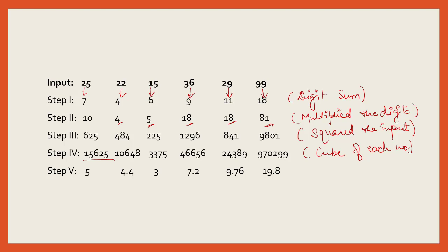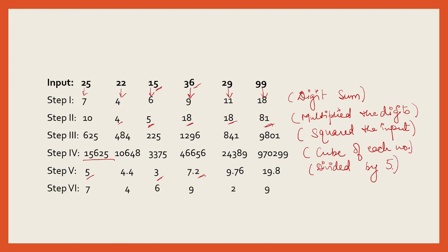Now if we look closely, and if I want to connect input with the numbers in step 5, we can see 25 when divided by 5 gives me 5. 15 divided by 5 gives me 3. 36 divided by 5 gives me 7.2. So what have we done? We have divided each number by 5 in step 5.